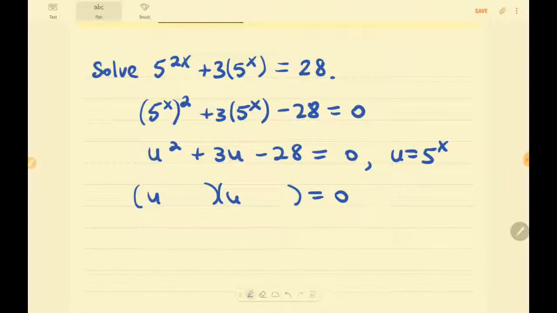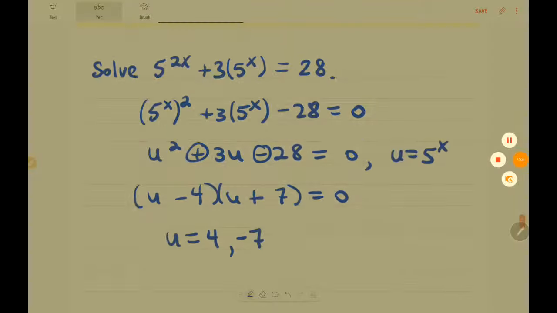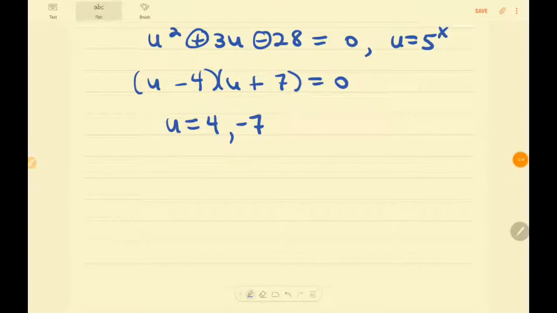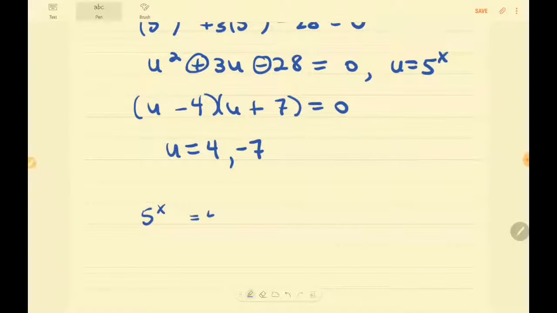28 you can do it with 7 and 3. Or I meant to say 4 and 3, 4 and 7. So 4 and 7. We have a negative here, so they have to be opposite signs, and the bigger number must be positive. So u can be 4 or negative 7. So then we back substitute. Make some room here for when I take the logs. 5 to the x equals 4, or 5 to the x equals negative 7.